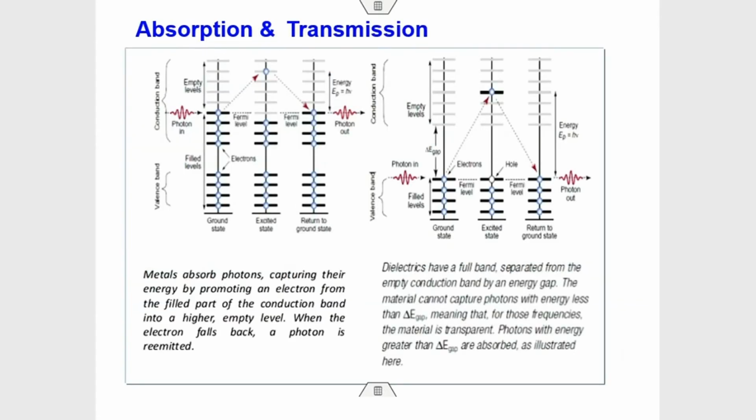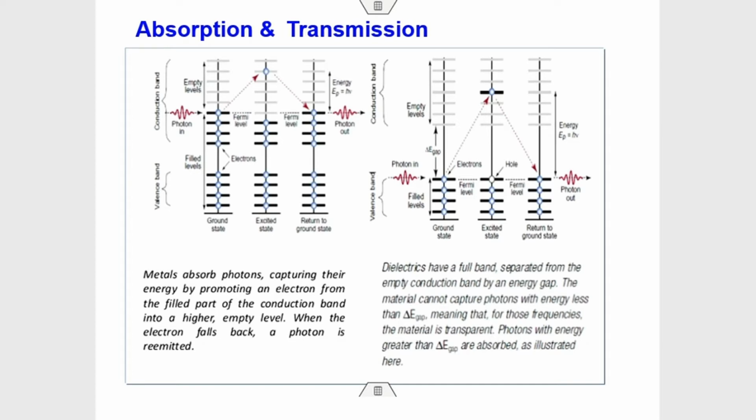Now, what is the third thing? Before we go for that, let us discuss the absorption and transmission a little bit. This is basically nothing but electronic transitions. A metal can absorb any photon, and by capturing energy in this way from the photon, electrons can go from the filled part of the conduction band to higher empty levels. That is what happens in metals, where the conduction and valence bands are occupied with the metal electrons.